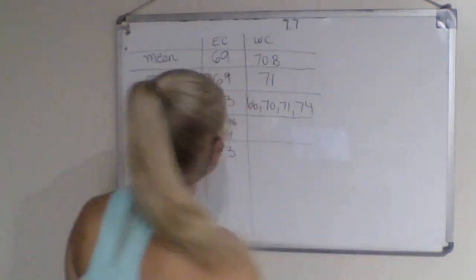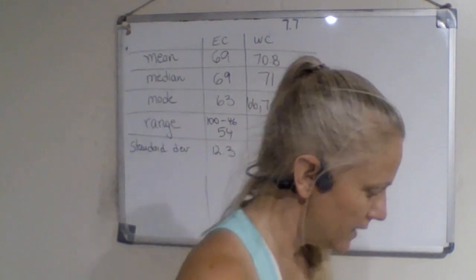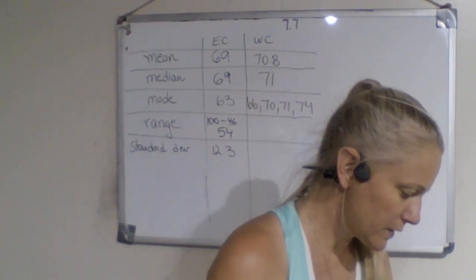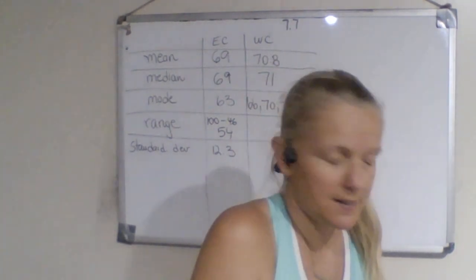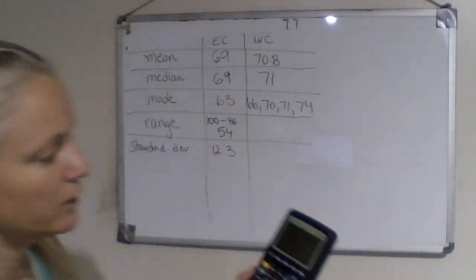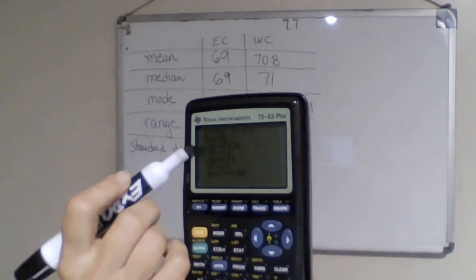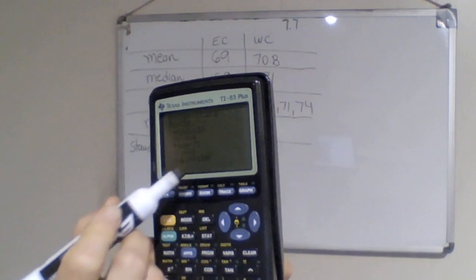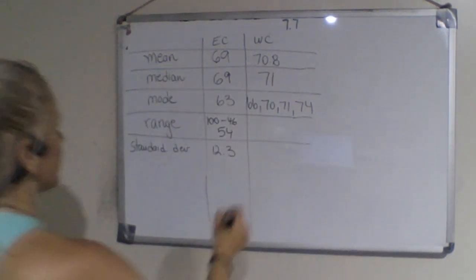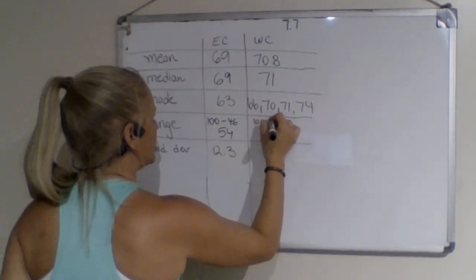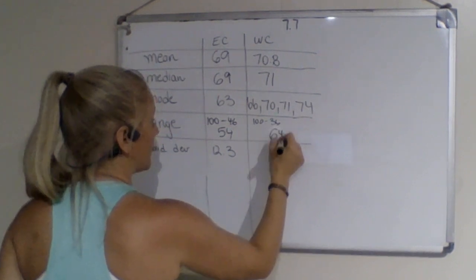Now, we need the range. The range is pretty easy. The lowest number is 36. The biggest number is 100. 100 minus 36 is 64. The other way to look at it again, remember they give you the min and they give you the max. 100 minus 36 is 64. We have 100 minus 36 is 64 is my range.